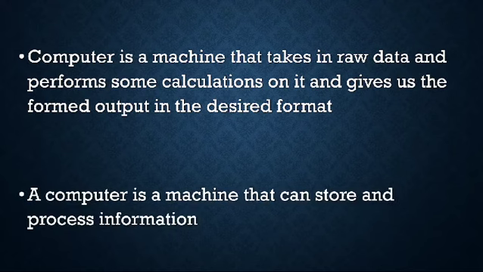Second definition: computer is a machine that can store and process information. That means we can use the computer to process and store the information.